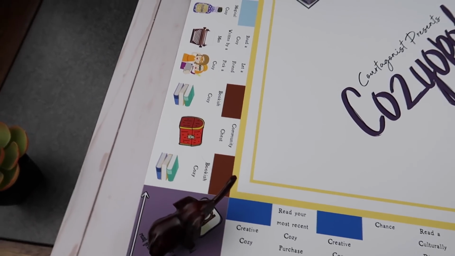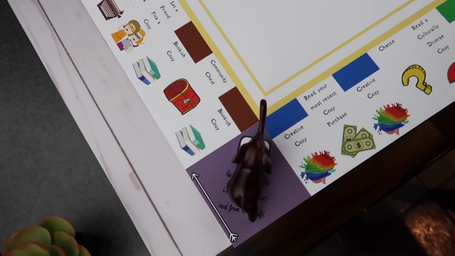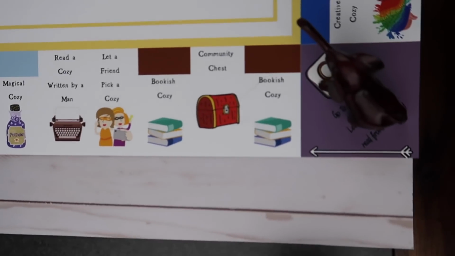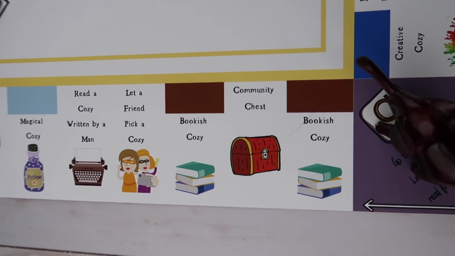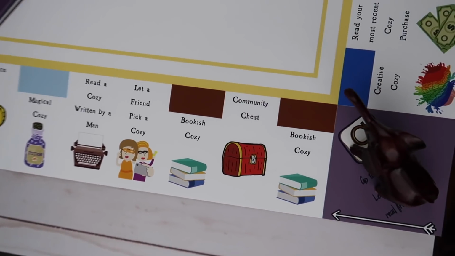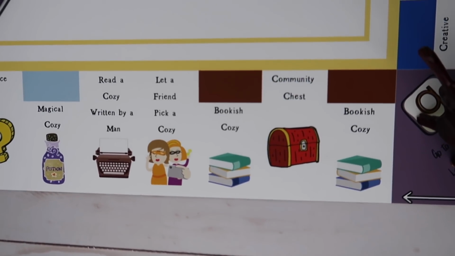So the starting of Monopoly, or Cozyopoly, is over here with the brown ones. This is just read a bookish cozy. So of course bookish cozies are my favorite cozies, and so I went with bookish cozy.